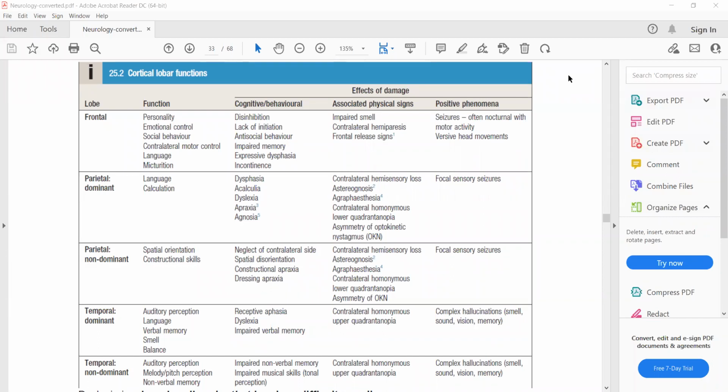For example, inability to dress herself or himself, and agnosia, inability to recognize faces or objects or people.